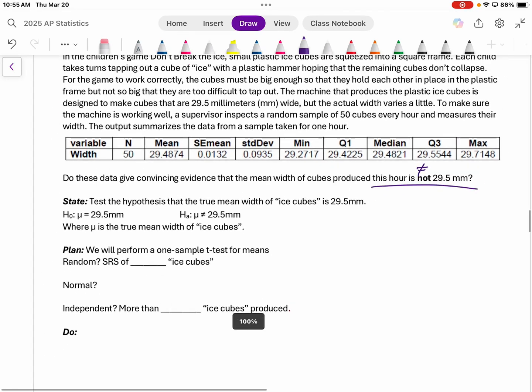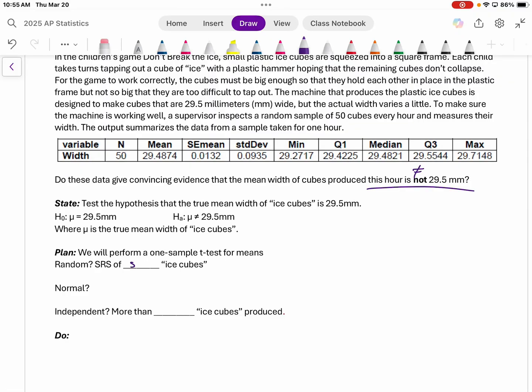As we go through our conditions, we had a simple random sample of 50 cubes. 50 is greater than 30, so approximately normal. And when we think about it, 10 times 50 is 500. There's more than 500 cubes produced in an hour, so I meet all those conditions.